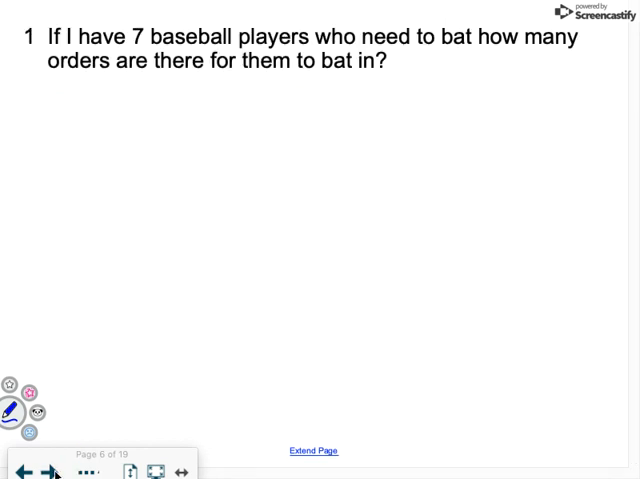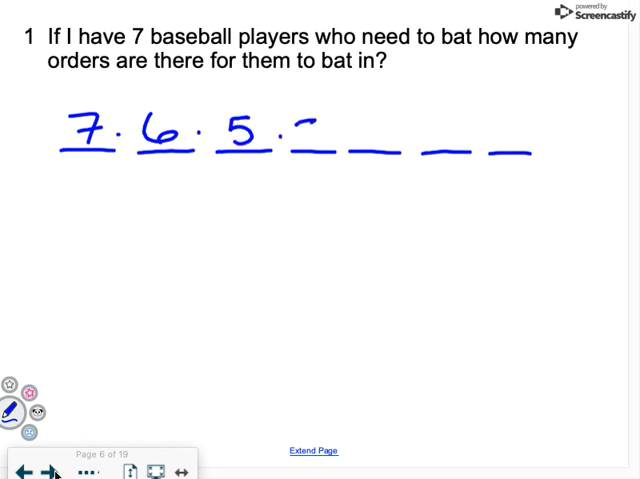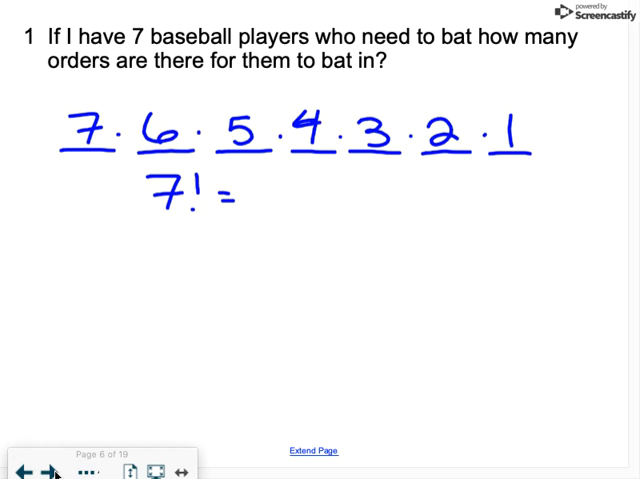So looking at this one, if I have 7 baseball players who need to bat, how many orders are there for them to bat in? 1, 2, 3, 4, 5, 6, 7. 7 players for the first at bat, 6 for second at bat, and so on. Which again can be written as 7 factorial. So what I'm going to do this time is show us how we can do this right on our calculator.